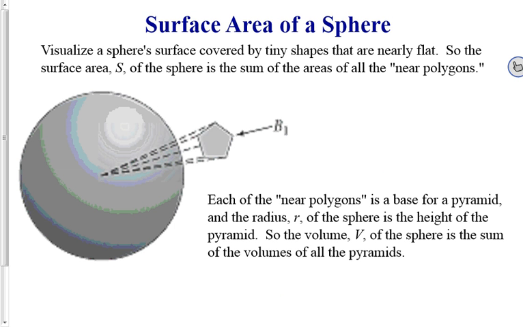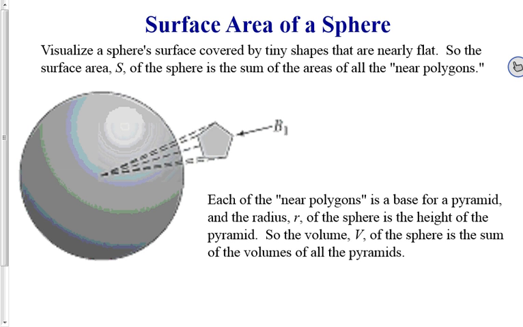Visualize a sphere's surface covered by tiny shapes that are nearly flat, almost like that soccer ball. So the surface area, capital S, of the sphere is the sum of the areas of all the near polygons. Each of the near polygons is a base for a pyramid, and the radius r of the sphere is the height of the pyramid. So the volume, capital V, of the sphere is the sum of the volumes of all the pyramids. Let's look at the diagram.